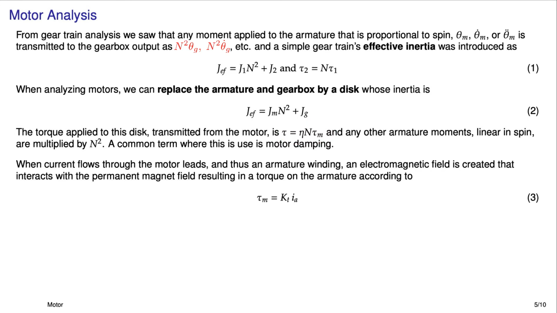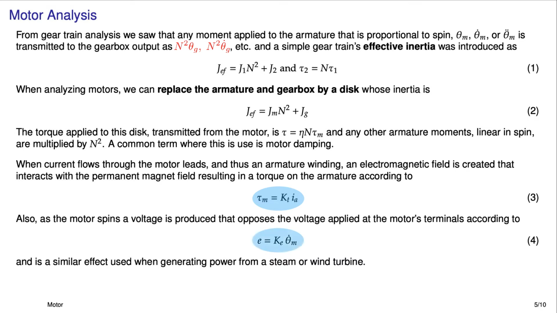Now here are the two main motor equations. That torque that's applied to the armature due to the electromagnetic coupling of the magnet and the armature winding that has a current through it, so it's producing its own magnetic field, is tau m, and that's equal to k_t i_a, where k_t is some torque constant associated with the motor, and i_a is the current that's running through a particular winding of the armature.